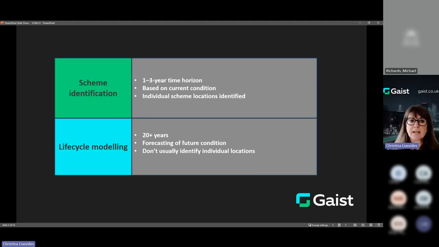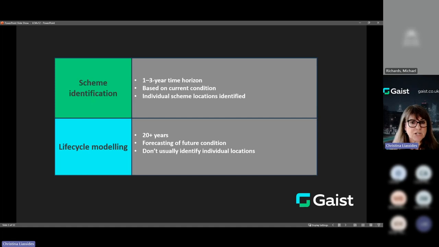With life cycle modelling, obviously we're doing something quite different. So we're looking a long time ahead. We're looking at least 20 years, sometimes up to 60 years, depending on the extent of modelling that the council wants to do. And what we're doing is we're forecasting. So we're looking ahead and saying, what do we think the future condition will be? So although the current condition is important, so are all the gubbins, if you like, that go into the ability to forecast. And life cycle modelling doesn't usually identify individual locations in the same way that scheme identification does.